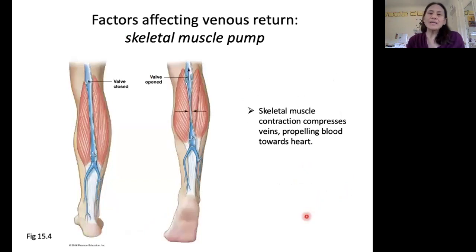Okay, so basically the skeletal muscle pump is based on the fact that many of our veins are embedded among our skeletal muscles. And as we move our bodies, as we contract our skeletal muscles, that contraction is going to compress our veins, and that's going to propel blood back to our heart. Okay, so that's the skeletal muscle pump.